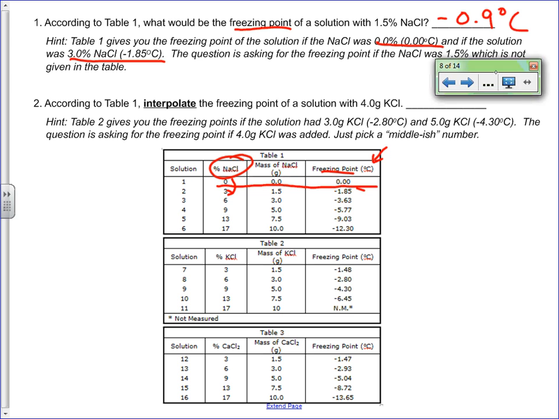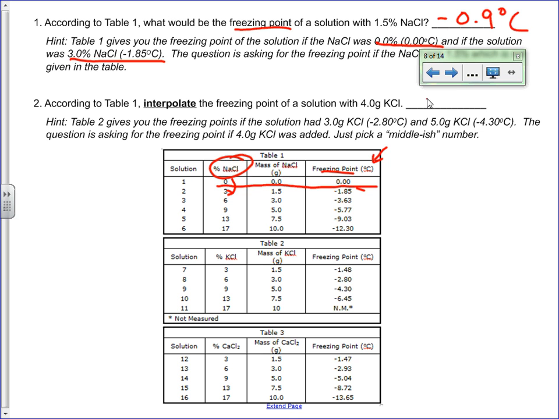Let's take a look at question 2. According to table 1, interpolate the freezing point of a solution with 4 grams of KCl. How would you answer question 2? Well, sorry, first off, what'd you get? I got negative 3.55 degrees Celsius. Nice, negative 3.55 degrees Celsius.